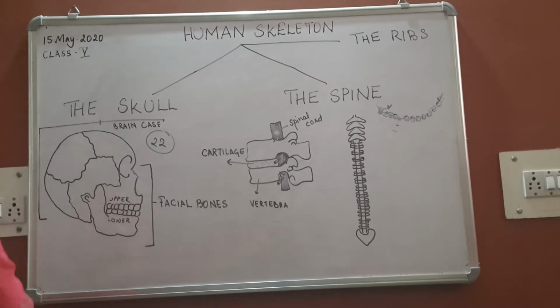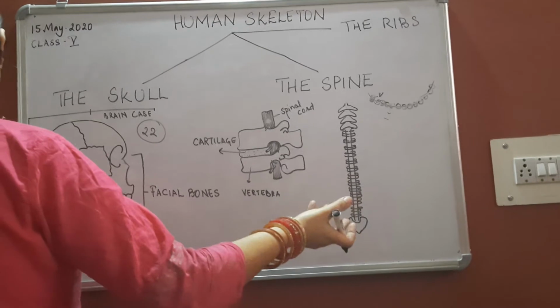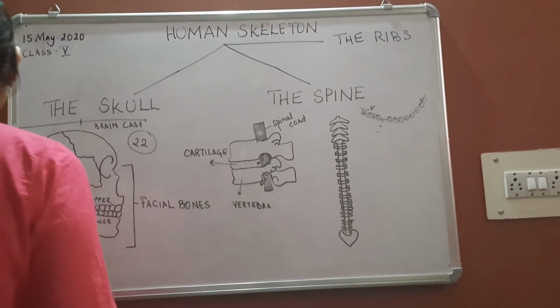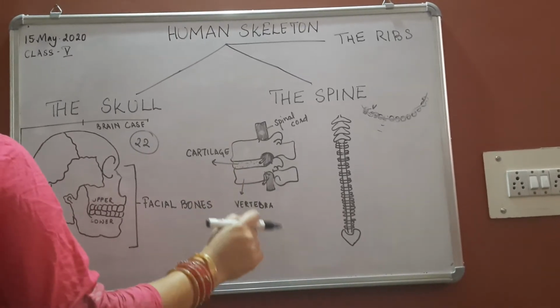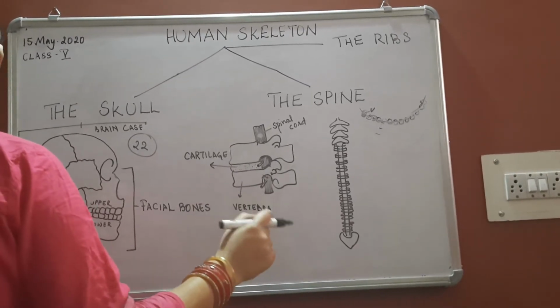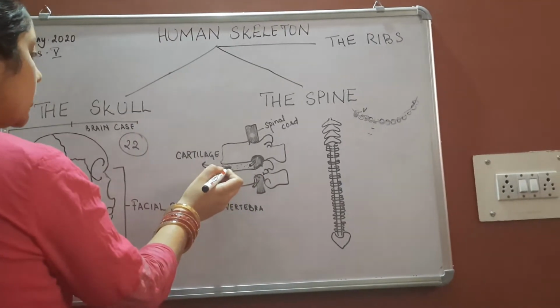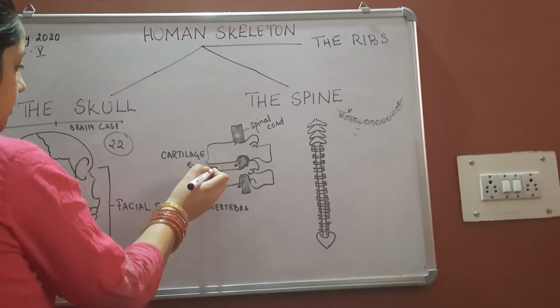Okay, now as we grow, some bones fuse with one another and we are left with only 26 vertebrae. So each bone of the backbone is known as a vertebrae. Each vertebrae has a cushion that is called cartilage. I had told you earlier also what a cartilage is. It is made up of strong tissues.